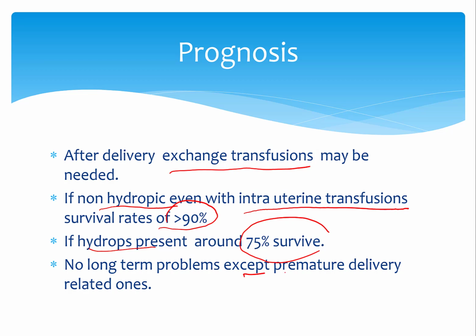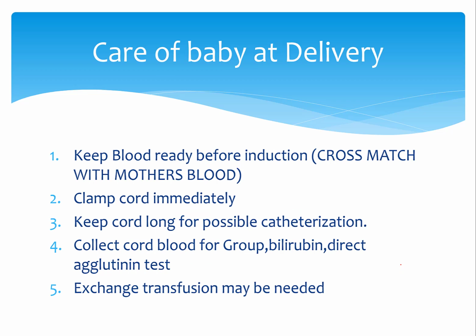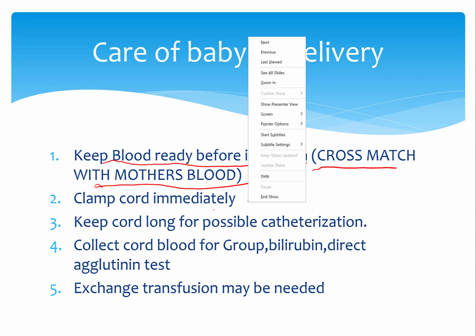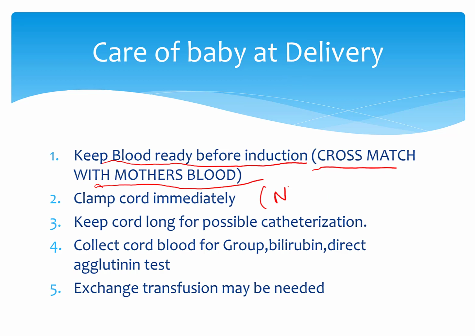Except for premature delivery of these fetuses, management of isoimmunization is not a long-term problem or effect. So if you are looking after a rhesus negative mother with a rhesus positive baby, if you think that the baby might need the exchange transfusion, keep blood ready for the transfusion. Inform the blood bank, they will cross-match with the mother's blood. After the delivery, usually we do delayed clamping. Here we do not do delayed clamping.